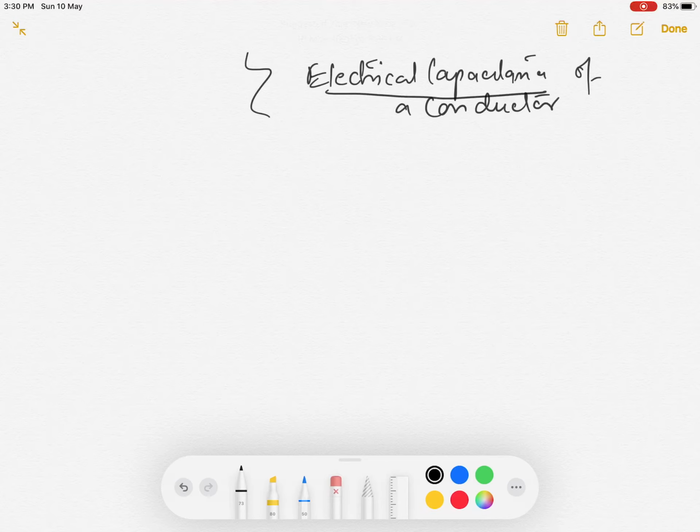Now, by electrical capacitance, this means the ability to measure or to store charge by a conductor. How efficient a conductor is at storing charge in it. Storing charge means to transfer charge to it, because when two conductors are charged, one may be at high potential, one may be at low potential.